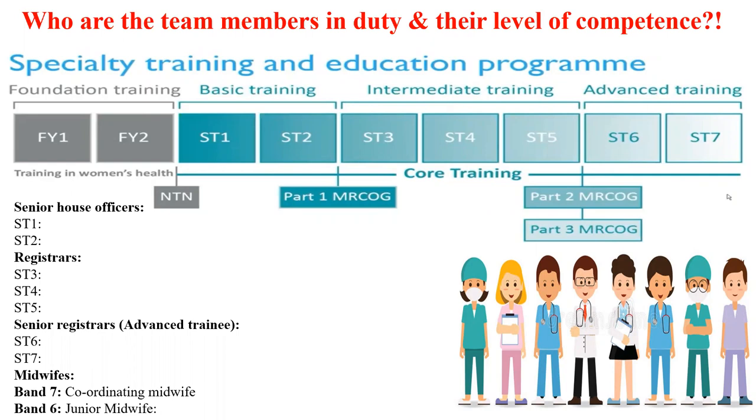They will start their training by foundation year one and year two. Then they will get a national training number and go into the official training program, which starts with ST1 and ST2. These are the senior house officers or SHO. After passing the first part of MRCOG, they will become the registrars, which are ST3, ST4, and ST5, or the intermediate training. So ST5, ST4, ST3 is a registrar.